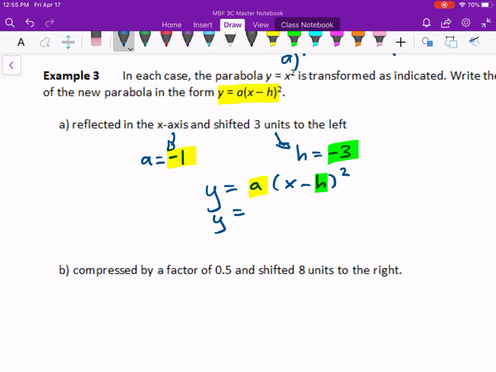I'm going to stick these numbers into these positions here. So when I stick those numbers in, I'll get negative 1 (x minus negative 3) squared. So I'm going to replace those a and h values with negative 1 and negative 3. And again, these two negative signs in front of the 3 become combined into one positive. So it becomes x plus 3, and that would be the equation. So what you need to know is that whatever your h value is of your vertex, change the sign when you put it into the equation.